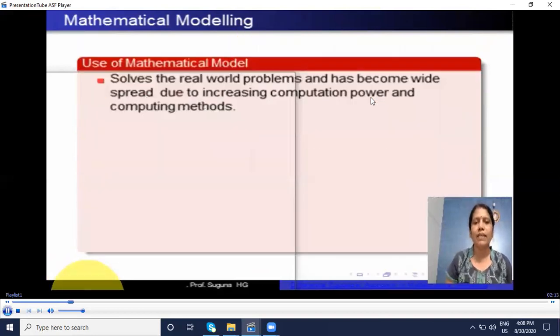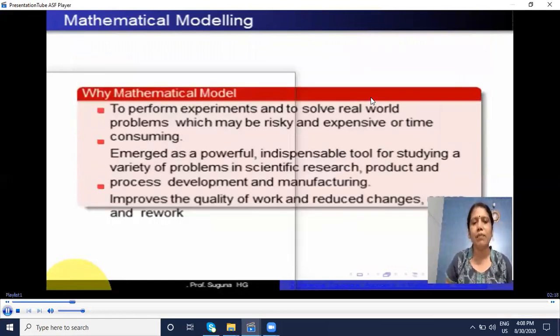Then why are these mathematical models necessary? What is the use of it? These mathematical models are important to perform experiments and to solve real-world problems which may be risky, expensive or time-consuming. And this has emerged as a powerful and indispensable tool for studying a variety of problems in scientific research, process development and manufacturing. And this improves the quality of work and reduces the change and rework.